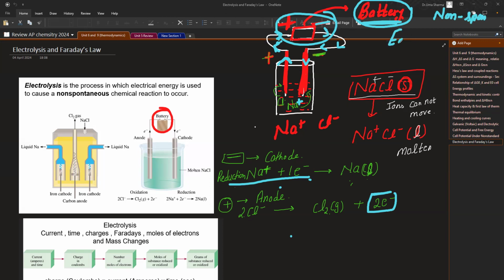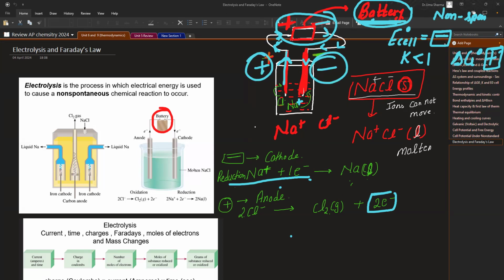If you see the E naught cell value for this particular reaction, it will be negative. K will be less than 1. Delta G will be positive. So that is the reason you need a battery. With the help of the battery, you are creating positive charge on one electrode and negative charge on another electrode. And that's how you are forcing this Na plus to undergo reduction. Otherwise, Na plus is very happy. It's very stable.